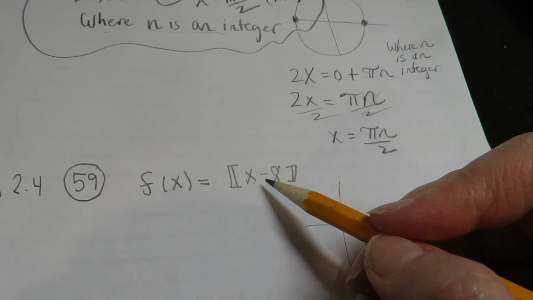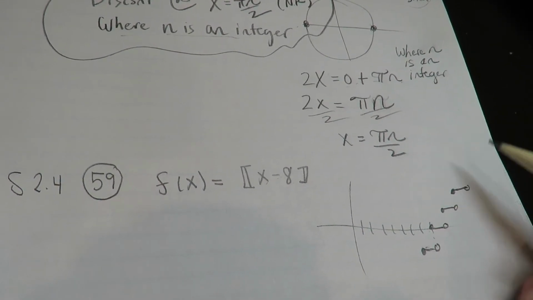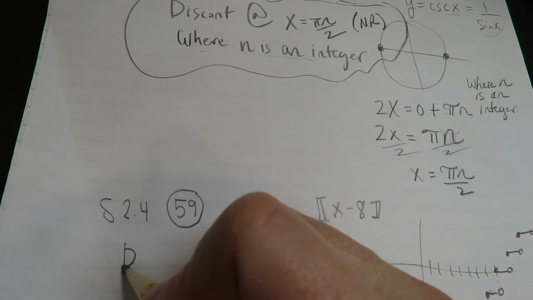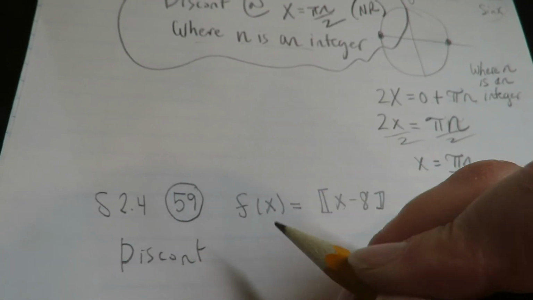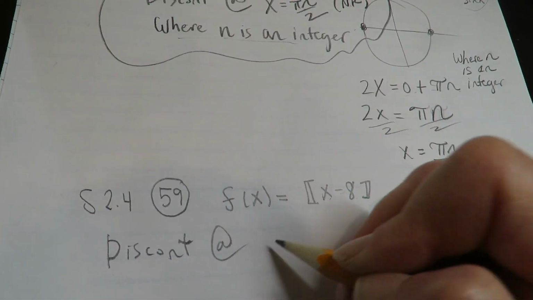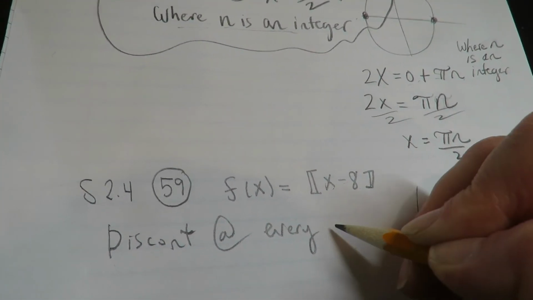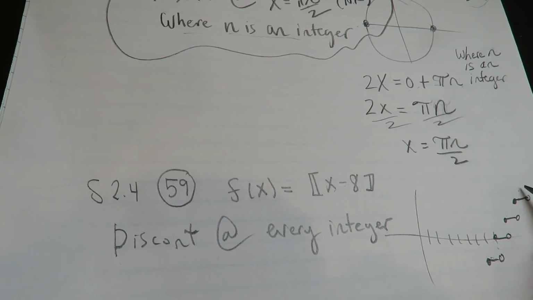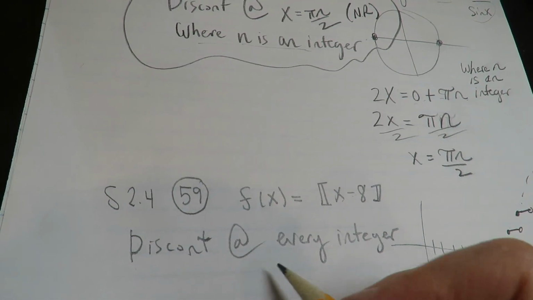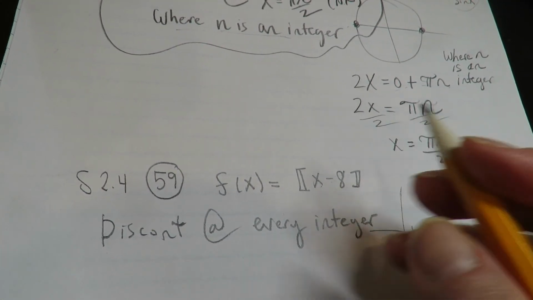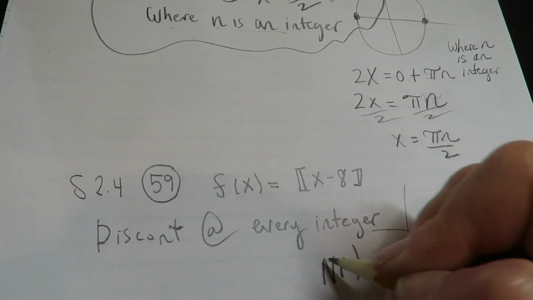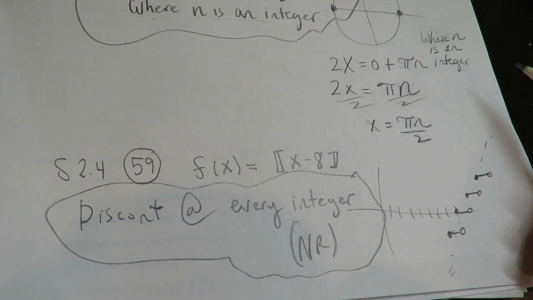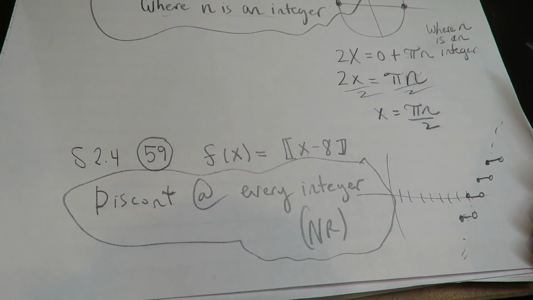It's just a bunch of stairs. All right, and it's shifted 8 to the right, but it's still going to just jump at every integer. So for this one, you want to say that you have a discontinuity at every integer, and because these are gaps, you're going to say that this is non-removable. Remember, vertical asymptotes and gaps are non-removable, and holes are removable.